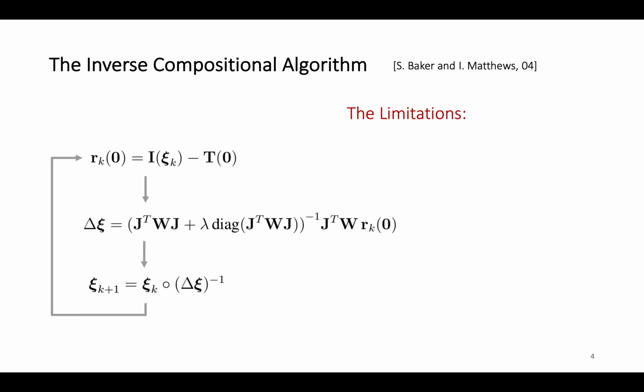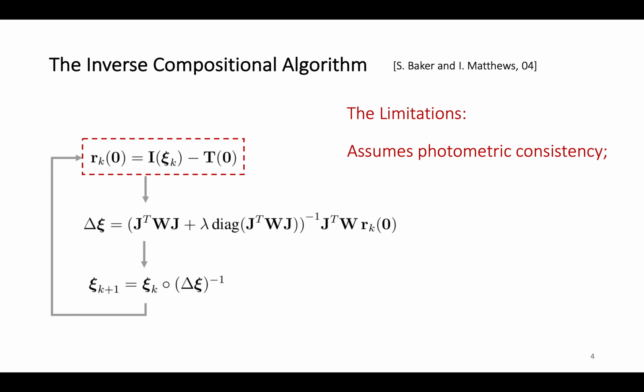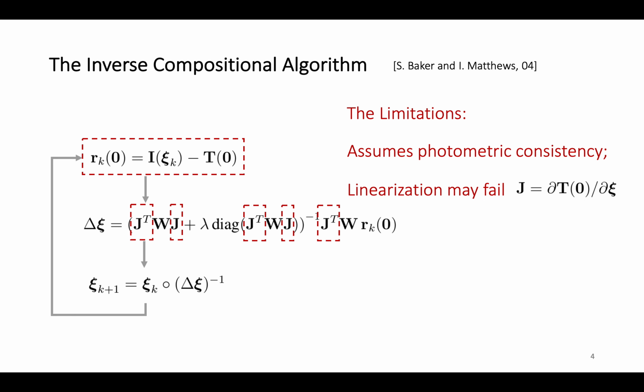Despite being popular, the inverse compositional algorithm suffers from a number of important limitations. The objective assumes photometric consistency, which may not hold in practice. The high-frequency noise or textures may fail the linearization step and make the resulting Jacobian less informative.